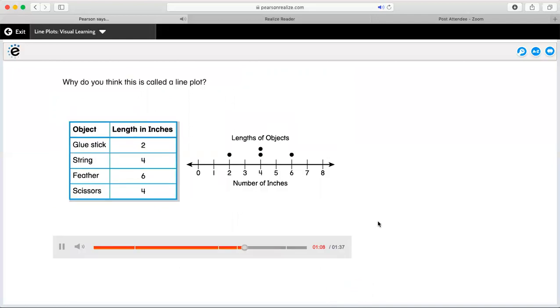Why do you think this is called a line plot? The data are recorded on a number line. The 2 dots above the 4 tell you that 2 objects are 4 inches long.